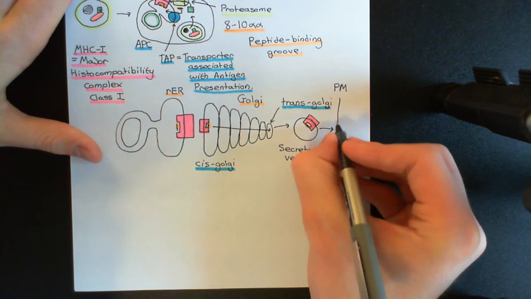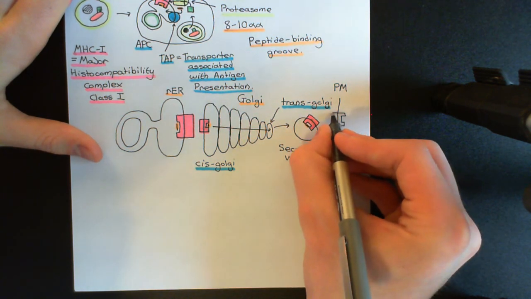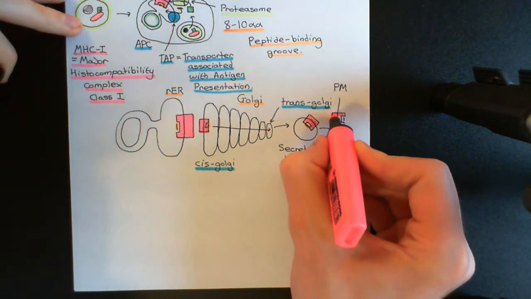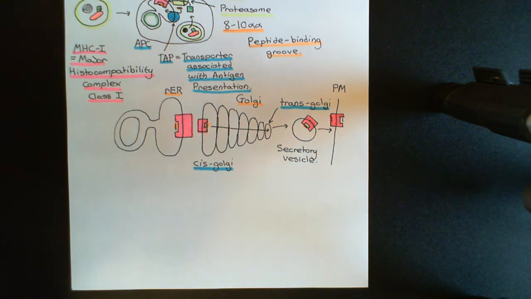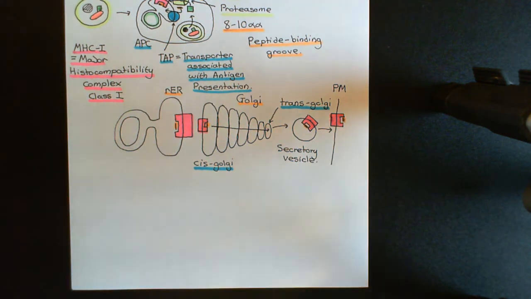It will fuse with the plasma membrane, and of course what will end up happening is we'll end up with our MHC class 1 complex with the peptide fragment like so. So here is the MHC class 1 in pink, and here is our peptide fragment in the peptide binding groove of the MHC class 1. So overall, this antigen presenting cell will end up coated in MHC class 1 complexes with fragments of antigens from our pathogen present in their peptide binding grooves.